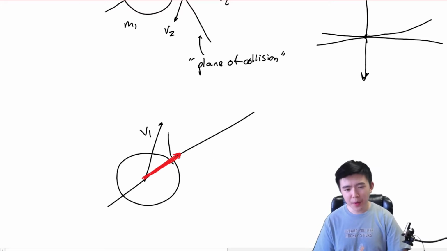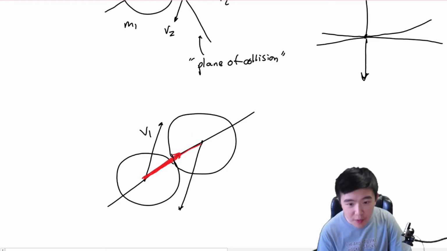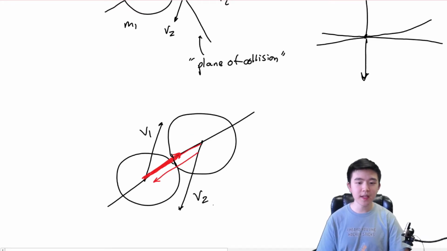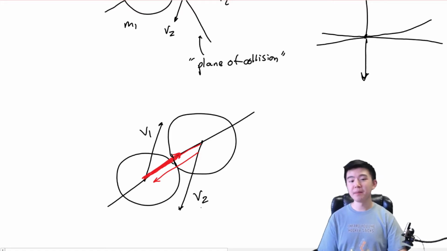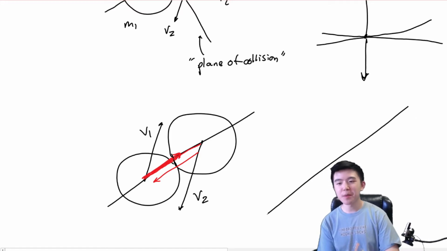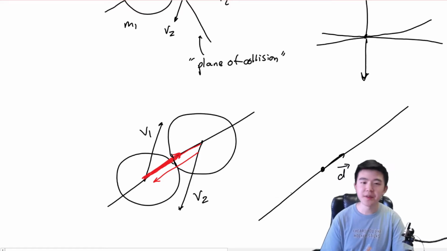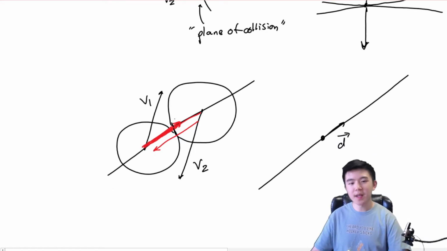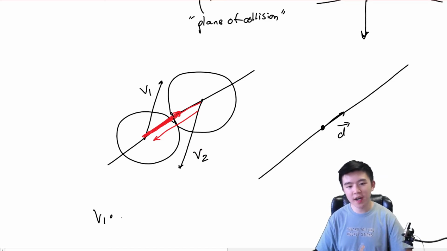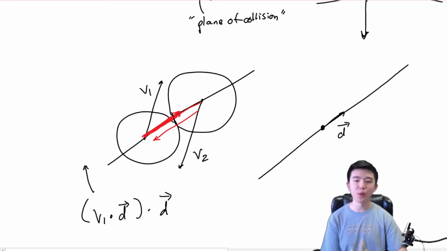So if we take both the velocities of the 2 balls and we project them onto the normal axis, then we will get the only component of velocity that we actually care about, because that's where all the motion is happening. Specifically, how we get this is if the normal plane is represented by this vector, maybe like d or something, and it's a unit vector, so it has length 1, then we can do v1 dot d times d. This is the length of the projected vector of v1 onto d.